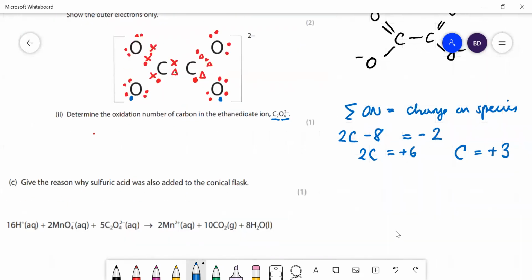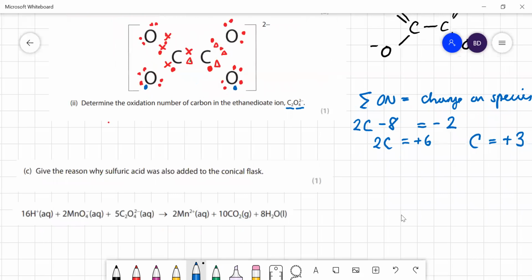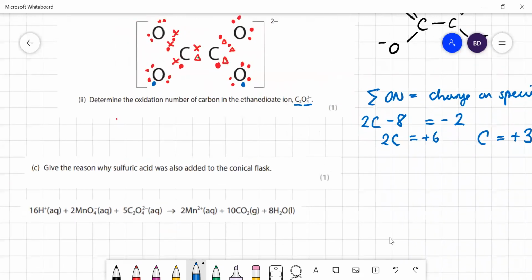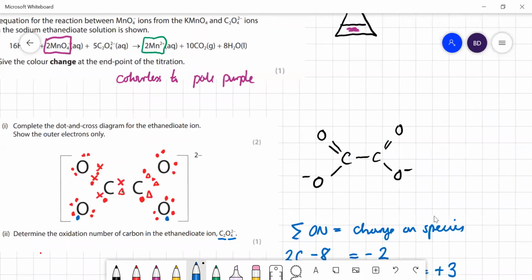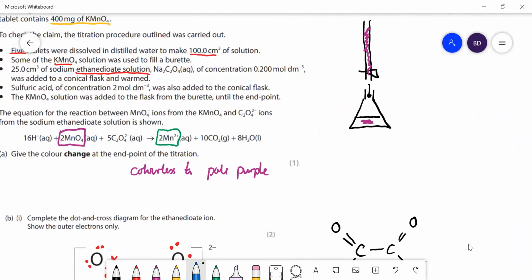Okay, give the reason why sulfuric acid is also added to the conical flask. Okay, so just go up here. Right. You've got to put, as well as the ethane dioate ion, some sulfuric acid in there. Okay, and the reason for that is, well, we look at the equation here, tidy that up. We've got all of this, you need all of these H+ ions. You need an excess of sulfuric acid in order to provide those for the reaction.